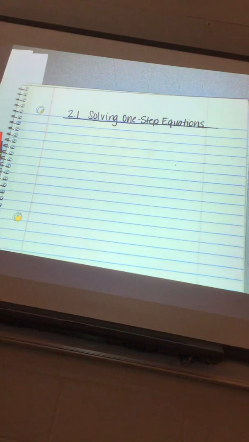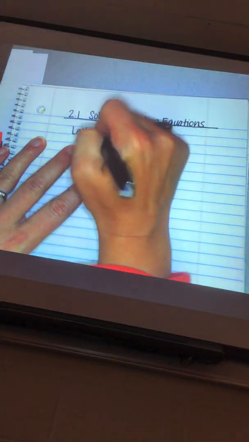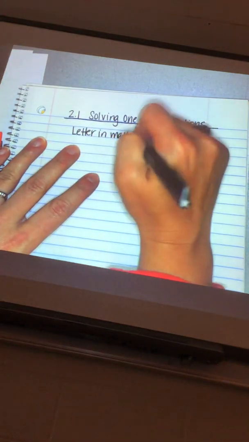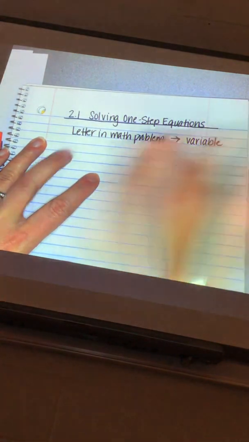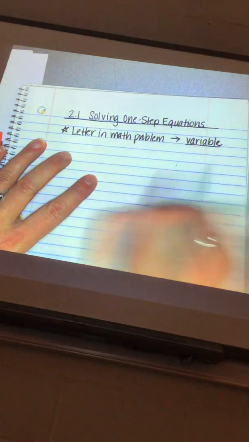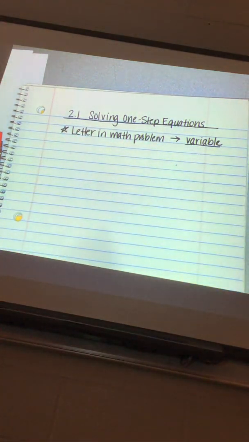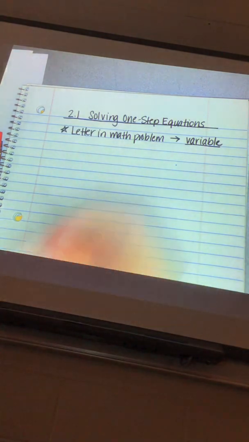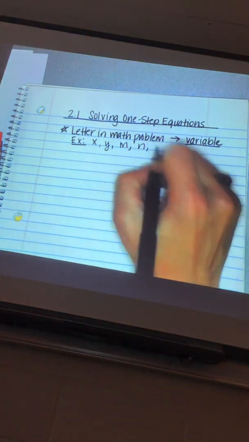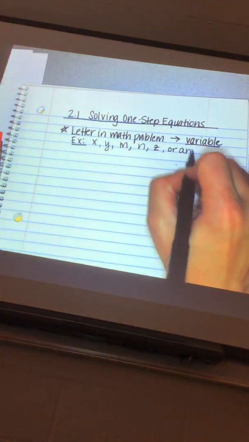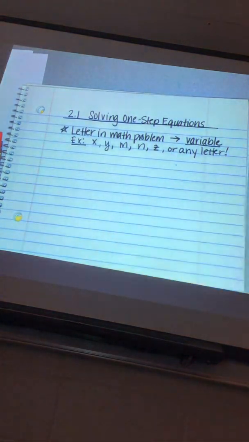what we need in a problem to make it true, so we represent that missing part with a letter, and that letter is called the variable. So if you hear me throw around language like, where's the variable, isolate the variable, that's what I'm talking about, the letter in the math problem. You might see it written in many ways. Most commonly it's an X, it could be a Y, an M, an N, a Z, or any other letter. They're all variables, okay?